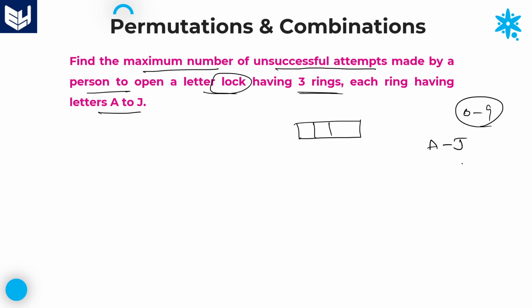Letters A to J, where A is number 1 and J is number 10. So you can use any of the 10 letters from A to J. According to the given question, for my lock, each and every ring I can choose any of the letters from A to J.